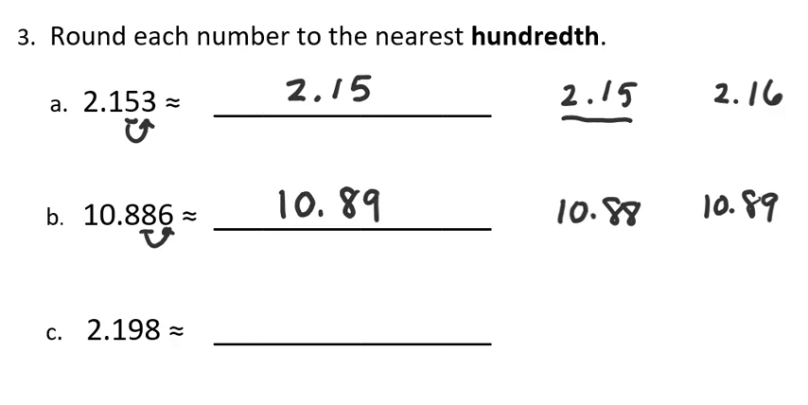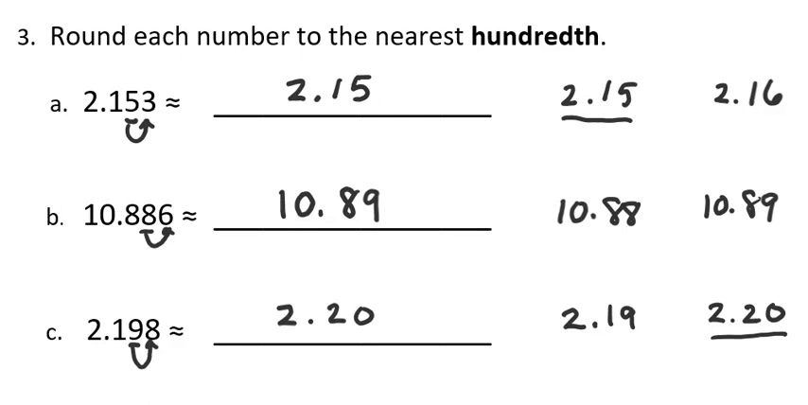And my last problem, I have 2 and 198 thousandths. The 9 is in the hundredths place. That means my answer choices would be 2 and 19 hundredths or 2 and 20 hundredths. I'll look at the thousandths place. I have an 8 here, so that means I'm above the midpoint, which means I'm going to round to the next hundredth up. So that would be 2 and 20 hundredths.